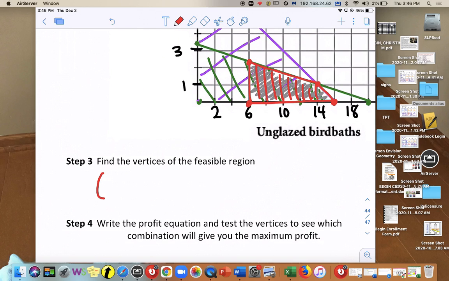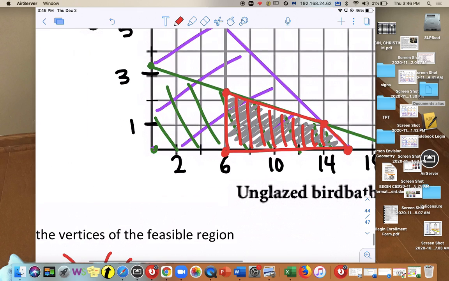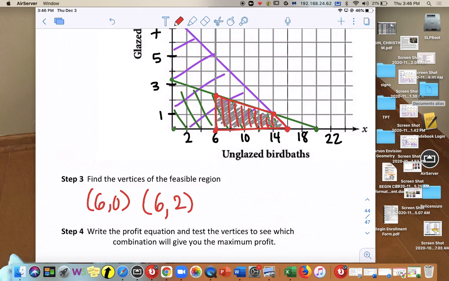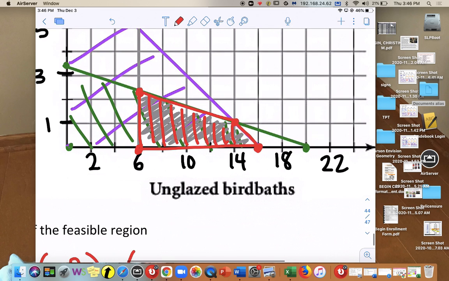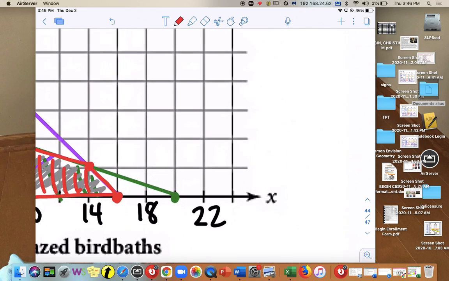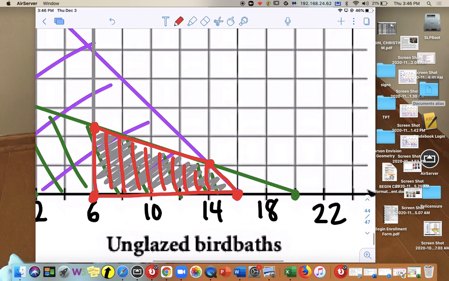So the first one, you go over 6, up 0. The second one, it's 6 and, I'm going to round to 2 bird baths because we can't make 2-point-something bird baths. And then the next one is 14, 1. And then the last one is 16, 0. All right, now again, any combination of x and y values inside the triple shaded area or on the lines work.